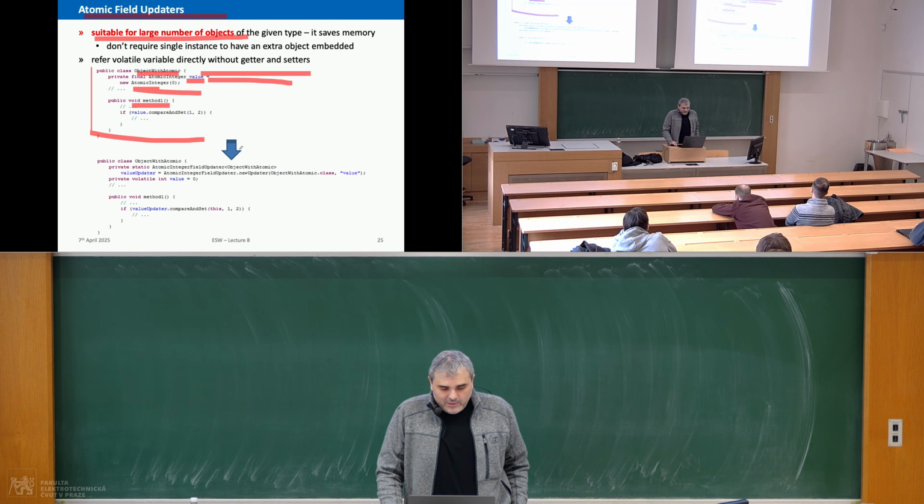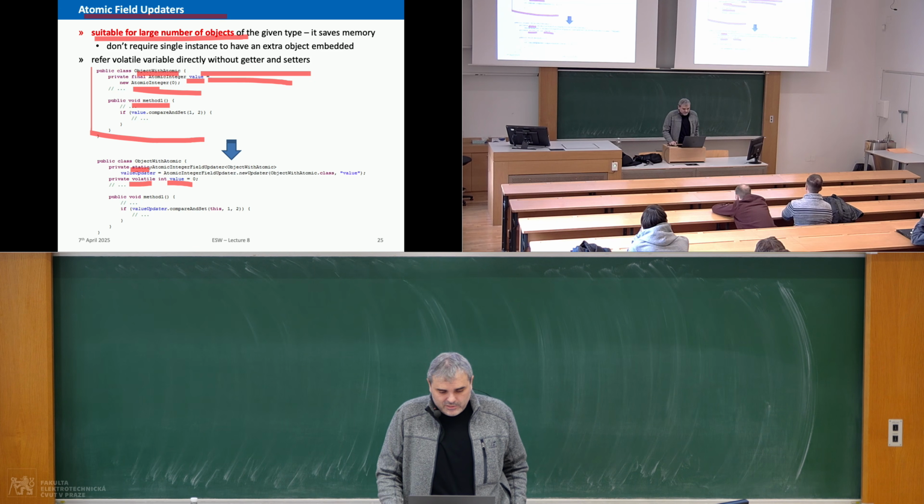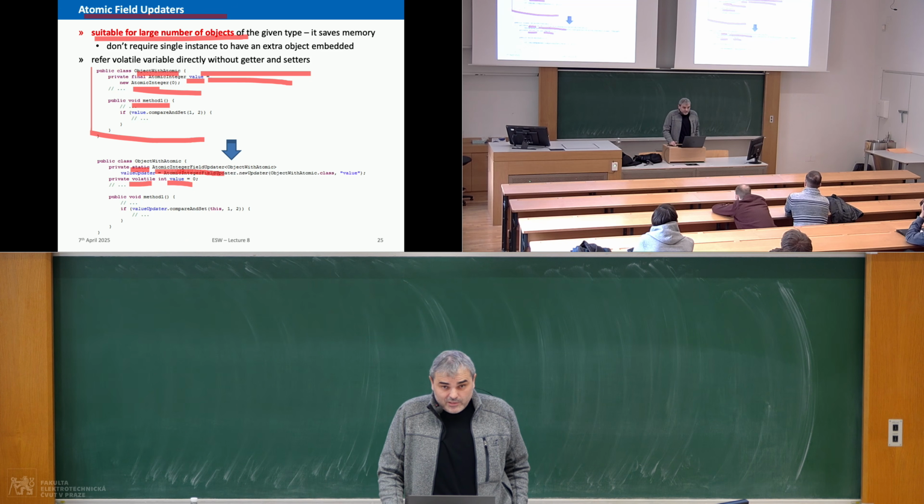That could be converted into this, where we change this object-based thing into a primitive, but define it as volatile. And then this is static, so there is just a single instance of this for whatever number of instances we have of this atomic object. And we are using this field updater, atomic integer field updater, which is typed on this object.